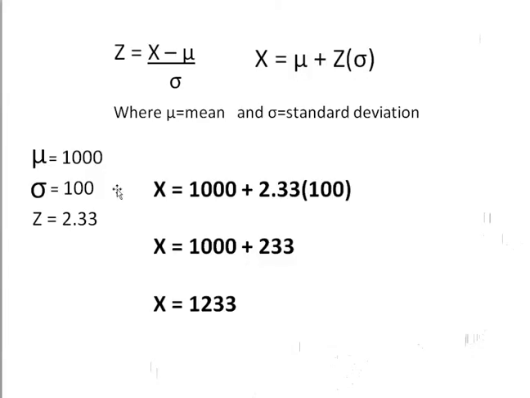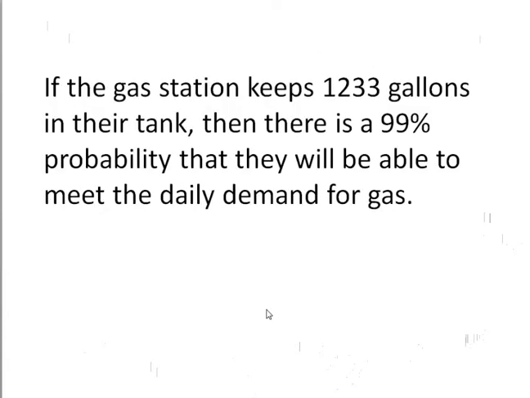Now let's go back to our z formula, and you can actually use the z formula exactly as it is and then plug in your z value, your mean, and your standard deviation, and then solve for x. To make it a little easier, I have already solved for x and rearranged the formula for you, so you're welcome to use either version of it. And when we put in the values, the mean, the standard deviation, and our new z value, we get 1,000 plus 2.33 times 100, which works out to 1233. In other words, if the gas station keeps 1,233 gallons in their tank, then there is a 99% probability that they will be able to meet the daily demand for gas.